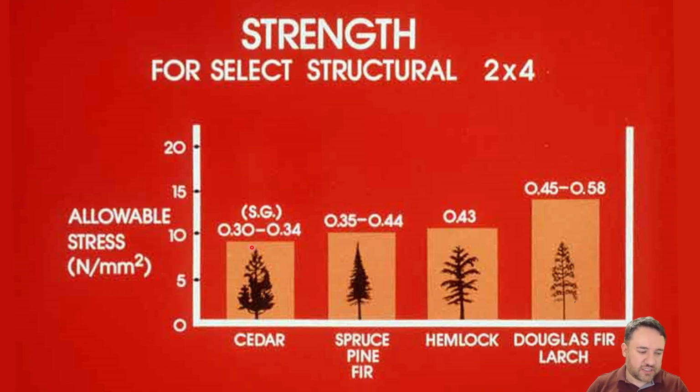So the strongest Canadian species that we use is the Douglas fir and larch species, and you see they have quite a bit stronger strength, a bit higher strength than the others, which is going to be reflected in the design guideline.